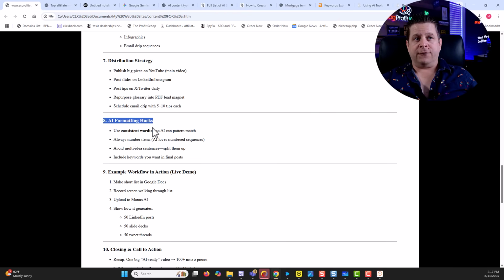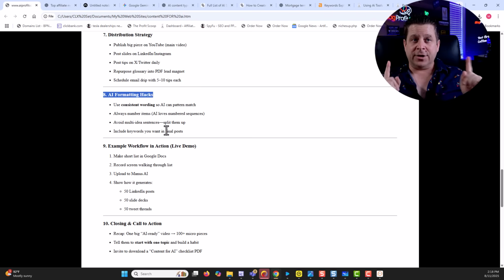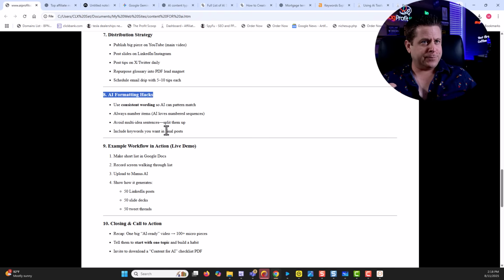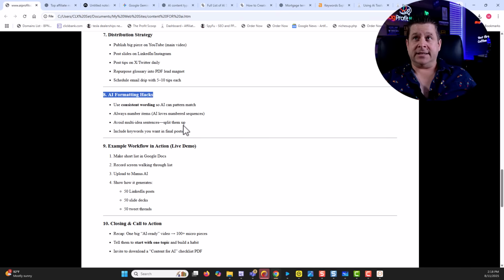Next, we're going to do AI formatting hacks. We're going to understand what the AI wants and how to give it to it. Use consistent wording so AI can pattern it. Always number your items. AI loves numbers. So does Google. Computers love numbers, like 1, 2, 3, 4. Here's the tips. That's what you need. Simple. Avoid multi-idea sentences. Split things up.